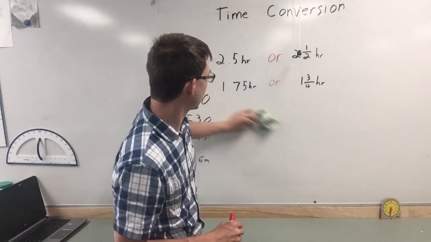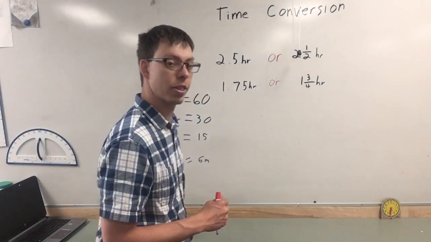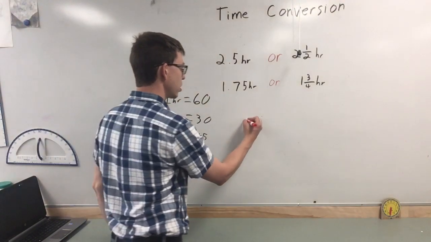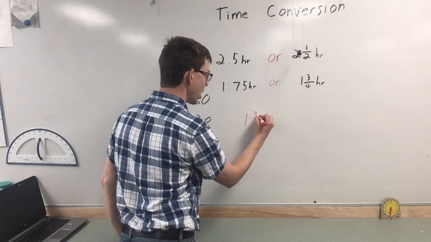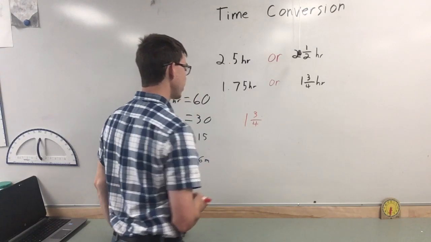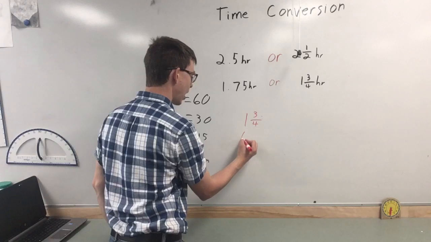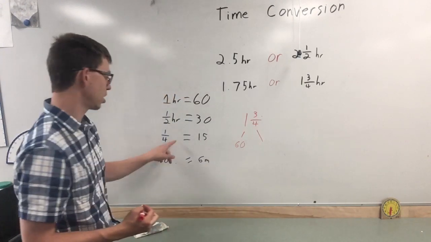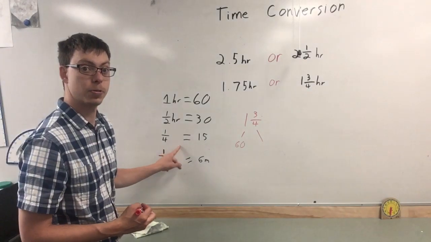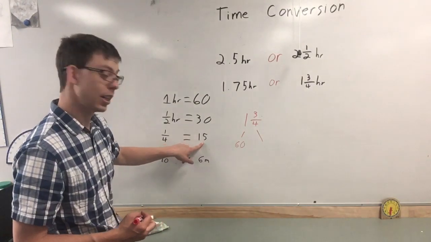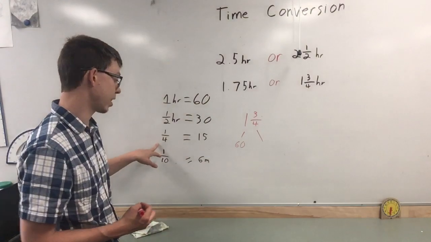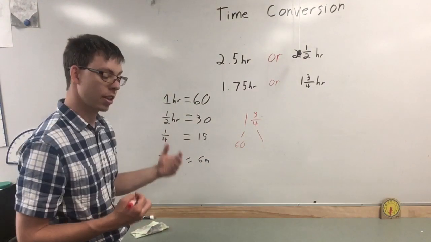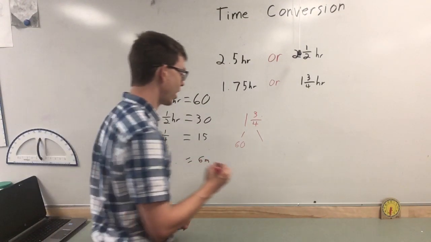Let's do 1.75, or 1 3/4 hour. So we have 1 3/4 hour. I know in 1 hour I have 60 minutes. And I know in 3/4 hours, oh, I'm going to have to use this. I have 15, 3 of them to get 3/4. 15, 30, 45. I have 45 minutes.